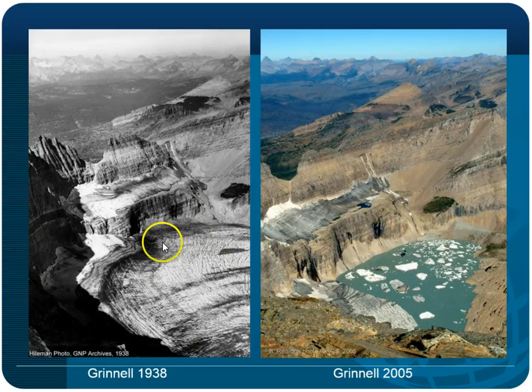All right, and this is Grinnell in 1938. This is in Glacier National Park, Montana, which used to have beautiful, amazing glaciers, and there were lots of them. Now, this is Grinnell in 2005, and it's actually smaller today. What that means is that Glacier National Park, in a very short period of time, will have no glaciers.